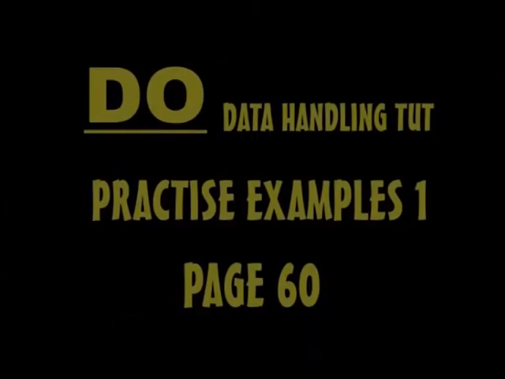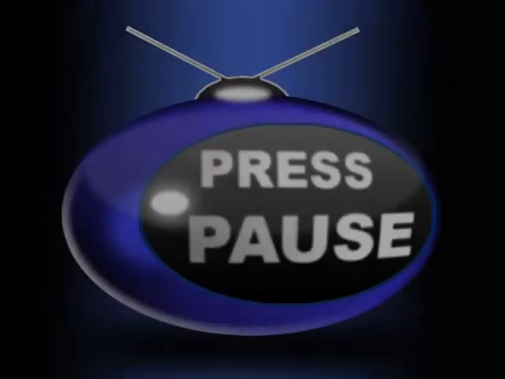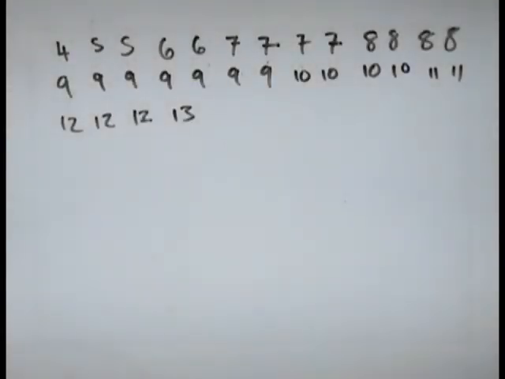I want you to now have a go at the following examples. When you return, we'll go through it together. The first example I gave you to do read that there are shoe sizes given of 30 different athletes, and these are their shoe sizes.